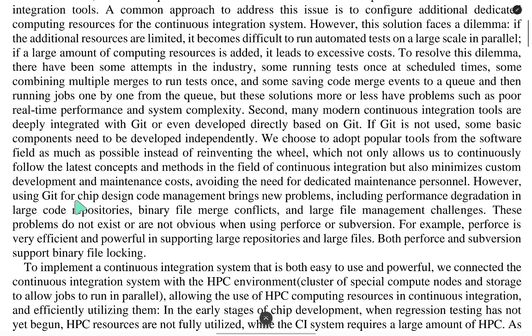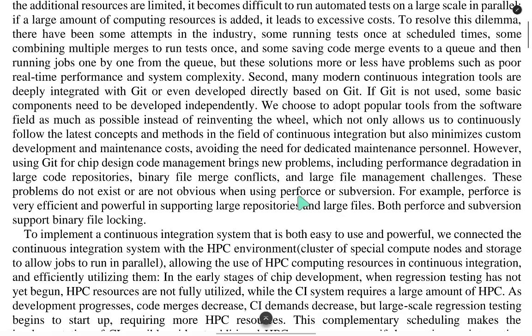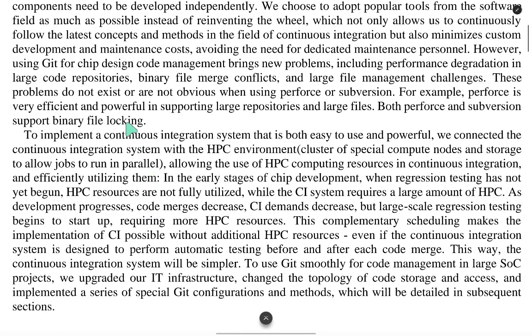However, using Git for chip design code management brings new problems, including performance degradation in large code repositories, binary file merge conflicts, and large file development management challenges. These problems do not exist or are not obvious when using Perforce or Subversion. For example, Perforce is very efficient and powerful in supporting large repositories and large files, and both Perforce and Subversion support binary file locking.